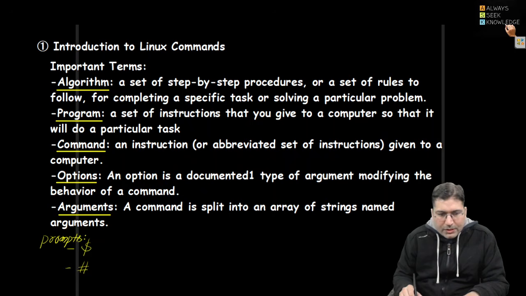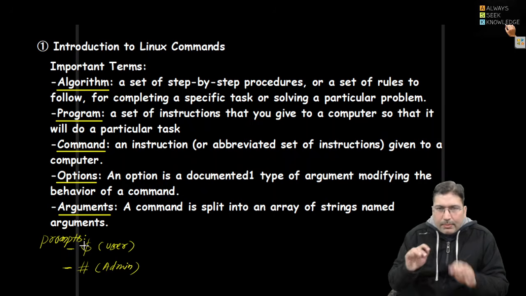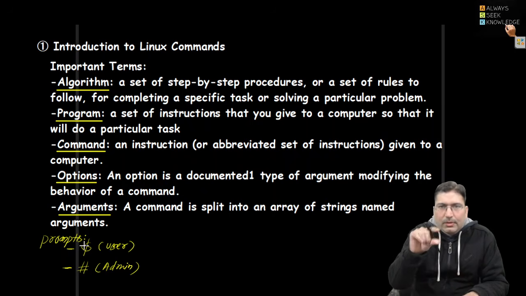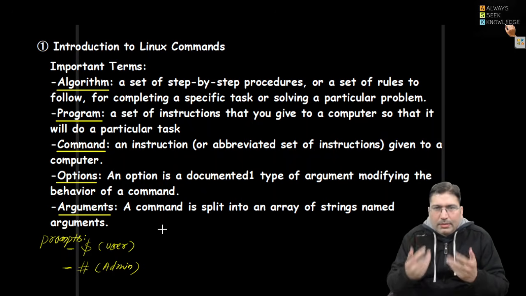Dollar prompt and hash prompt. The dollar prompt is a normal user prompt, so I write in brackets, user prompt, and this is the root prompt or admin prompt. So wherever you are typing a command, if the last character on that string is a dollar, that means you are working as a normal user. If that symbol is a hash, then you are acting as a root user.